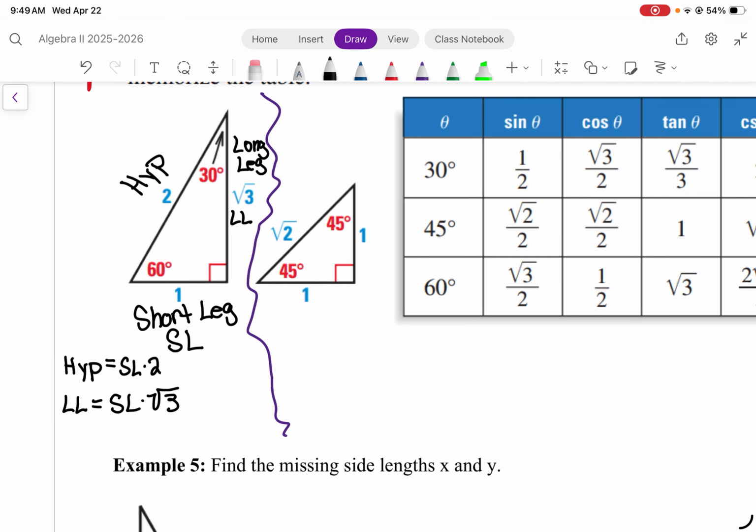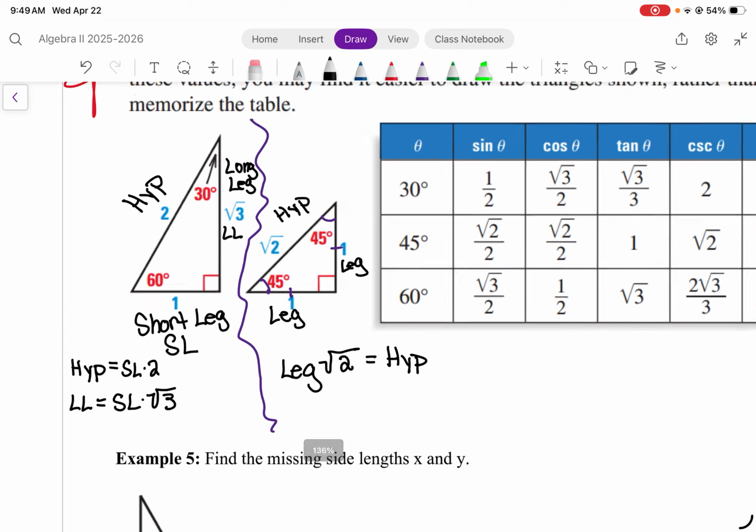Then our 45, 45, 90 triangle on the right side, because the two angles here are the same, that means the two legs are also equal. So if you know one of the legs, you can find the other leg. And then we have our hypotenuse. So leg, leg, and hypotenuse. For this triangle, all you need to remember is that other than the legs being equal, the leg multiplied by the square root of 2 is going to be equal to our hypotenuse length.